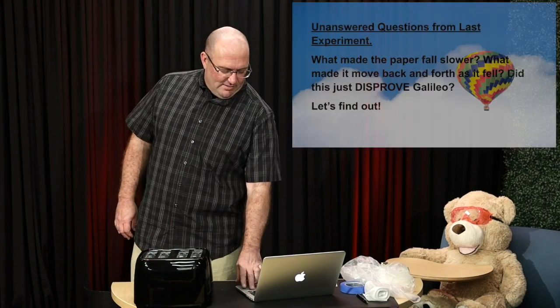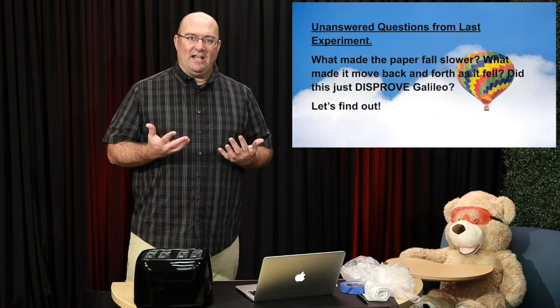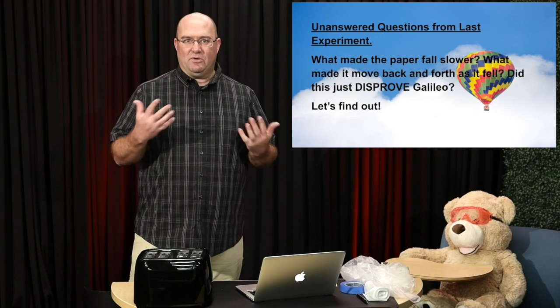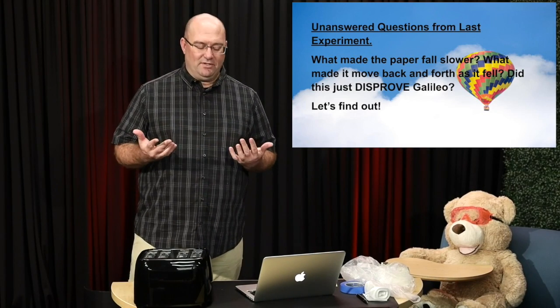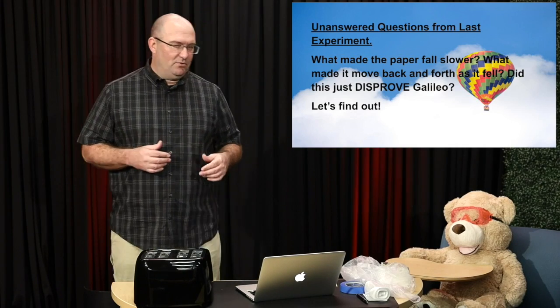I'm here for the second part of our gravity lesson, and that particles are too small to see. So we have just a quick review from last time I was here. We had some unanswered questions. We had the question of what made the paper fall slower, what made it move back and forth as it fell, and so we're going to find out.